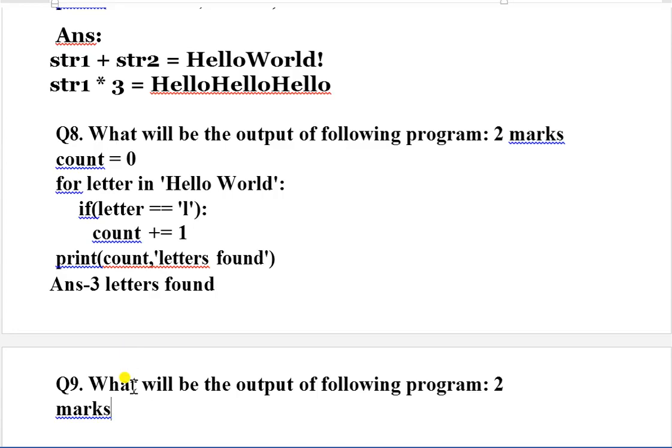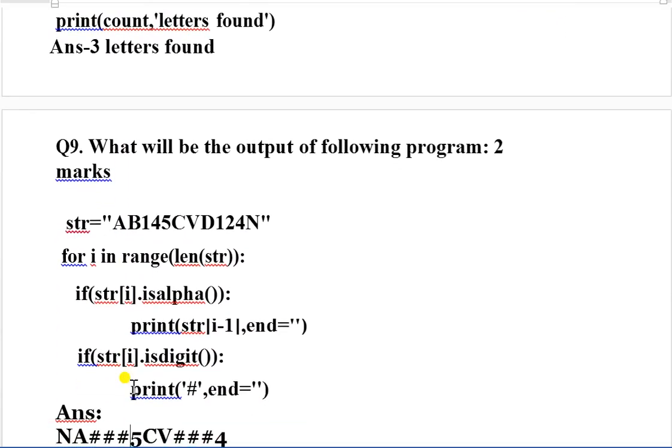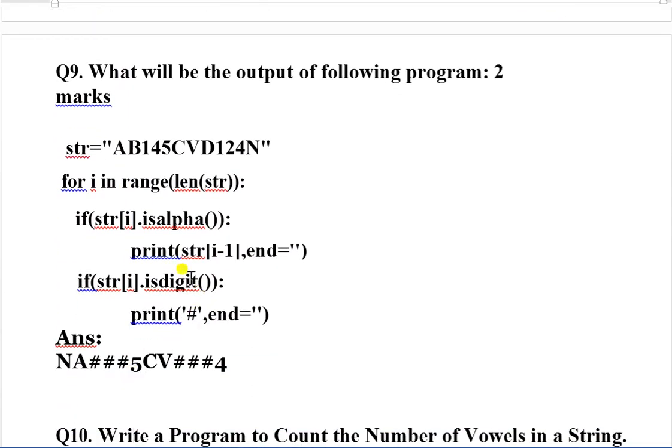Now question number 9: what will be the output of the following program? So it will check whether the character is an alphabet or a digit. If it is an alphabet, then it will print the letter that is before that particular character. Now if it is a digit, then it will be replaced by the hash symbol. So this is the answer.